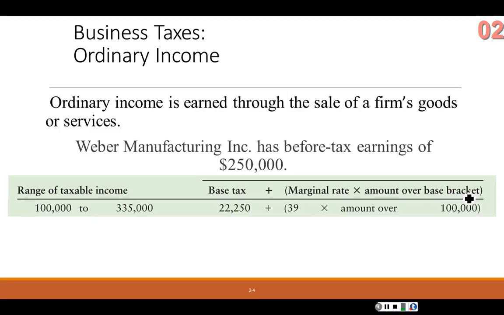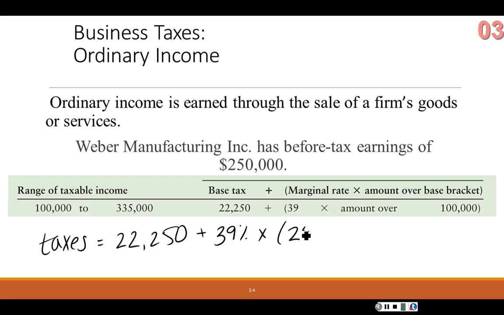So here's our equation. Now we can determine exactly how much Weber Manufacturing will owe in taxes. They have a base tax of $22,250 plus their marginal tax rate is 39% times any amount over $100,000. So they've earned $250,000 and we're going to subtract from that $100,000. If you work this out, you will find that Weber Manufacturing owes $80,750 in taxes.